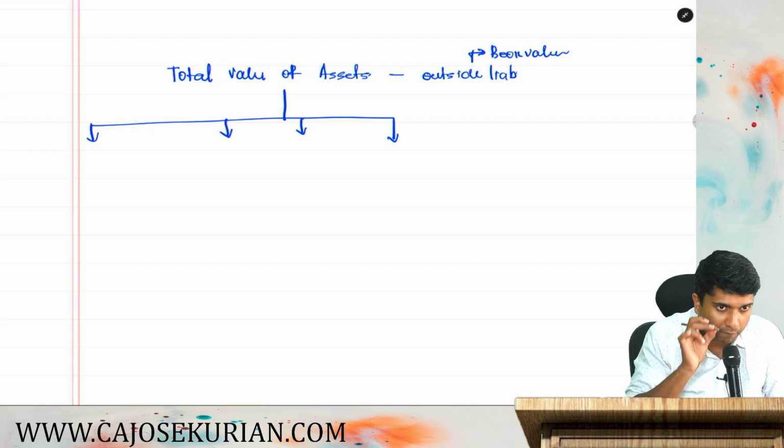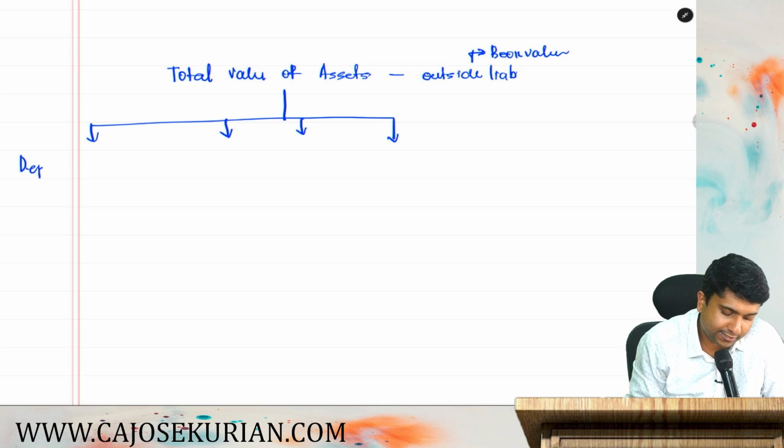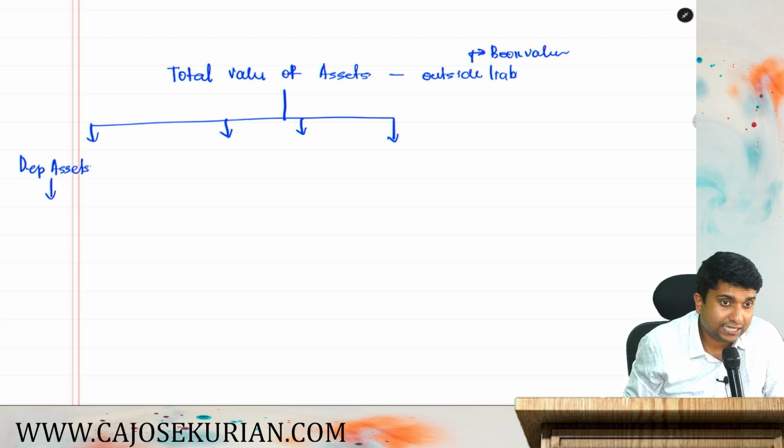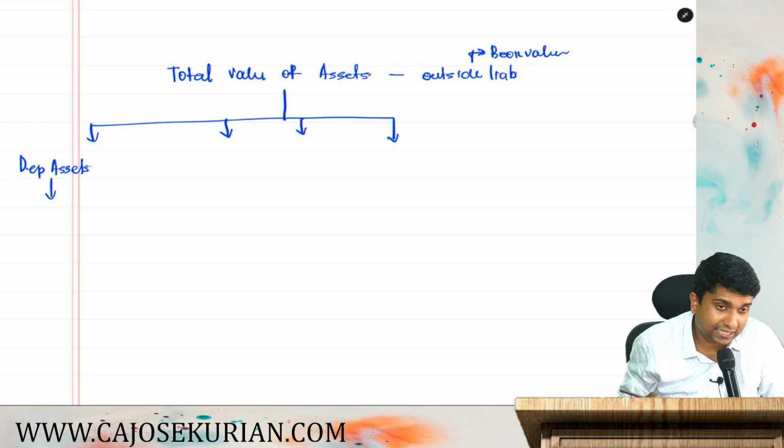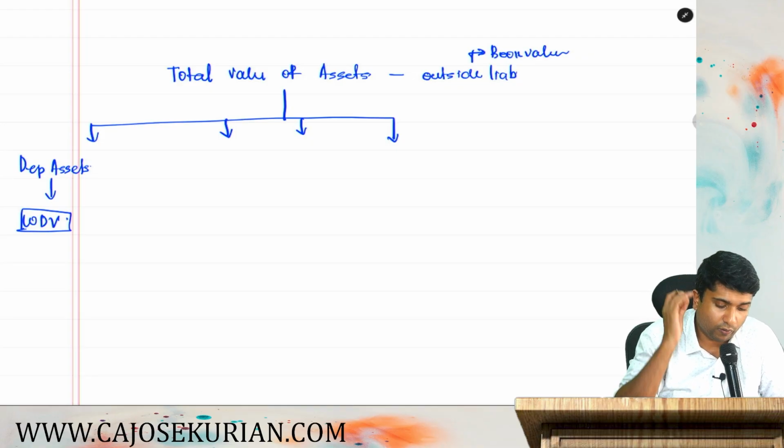We have to divide that asset into 4. Number 1, first category of asset. Let's understand what exactly is the first category of asset. The department says depreciable assets. If it is a depreciable asset, then what value? WDV value. If in the balance sheet you have depreciable assets, you always have to consider WDV value.